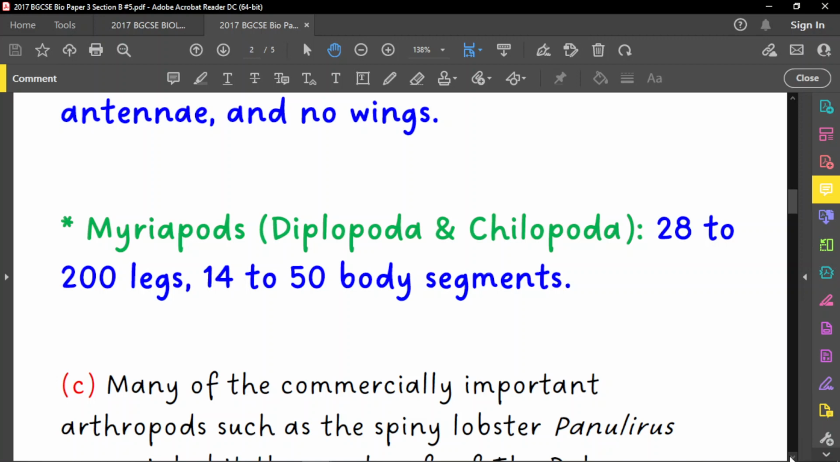If you don't remember the numbers of legs, that's fine. What you can just say for myriapods is that they have a larger number of legs and also a large number of body parts, and you're good with that. They will accept that. All right.